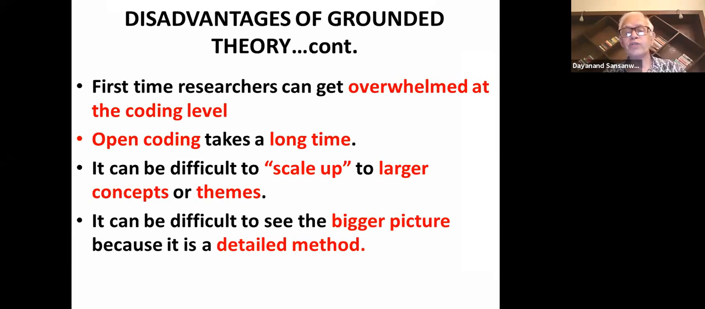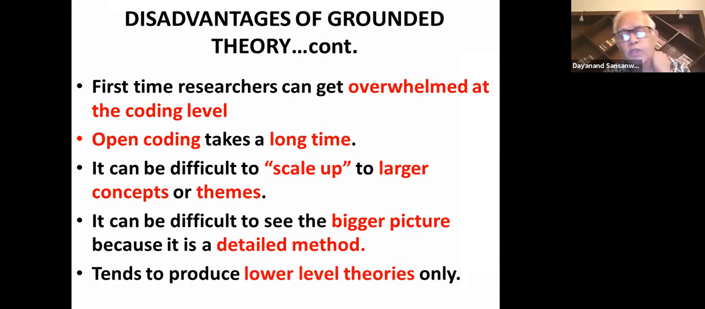It is difficult to see the bigger picture, because it is a detailed method. Bigger picture you cannot see, very difficult. It tends to produce lower level theories. The grounded theory cannot help you to give a higher order theory. It's a very minimum level of theory you can generate. It cannot generate a high quality theory. This is another disadvantage of this. So if you want to use the grounded theory and you think that you can come up with a good theory, the answer is no.